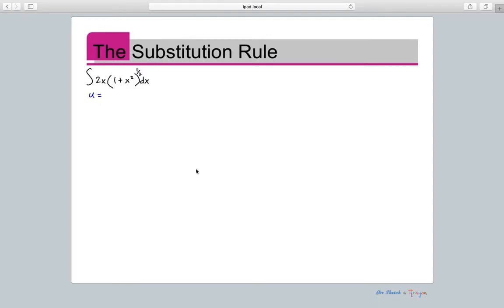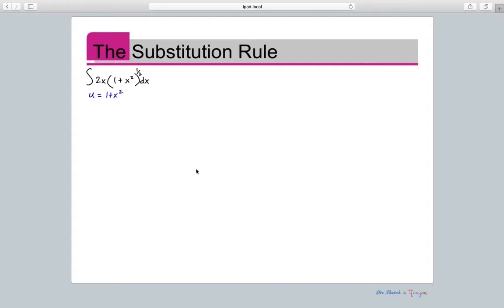Rule of thumb, it's not going to make sense really in the first one, but if you have nested functions, you try and choose u to be the innermost function. So I'm going to let u equal 1 plus x squared here. And the idea is that everything in here needs to be in terms of u by the end. I need to account for everything.